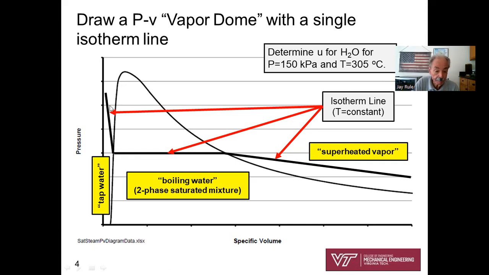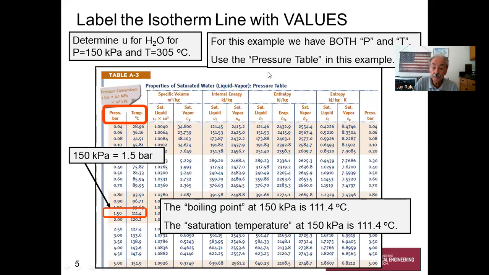Here's the vapor dome, and you remember the different phases of H2O relative to the vapor dome. And you're also going to want to draw in one line of constant temperature, an isotherm. This is going to enable you to determine the phase of this property pair. We will go to the pressure table. I suggest you go and look at that property evaluation video. I've selected the pressure table because I find that easiest to use when I have pressure and temperature.